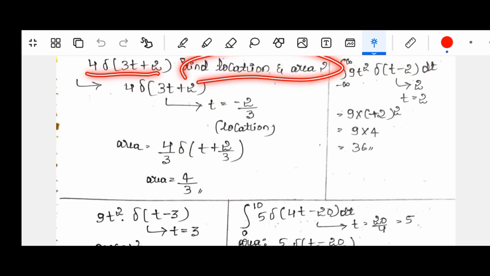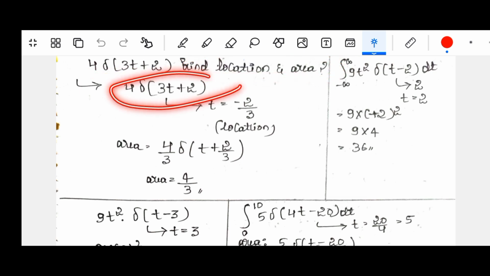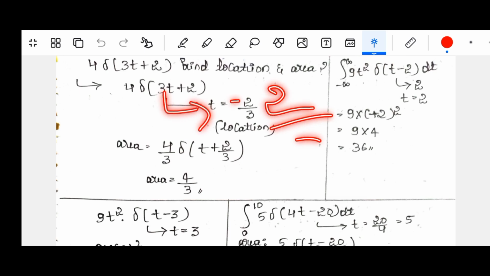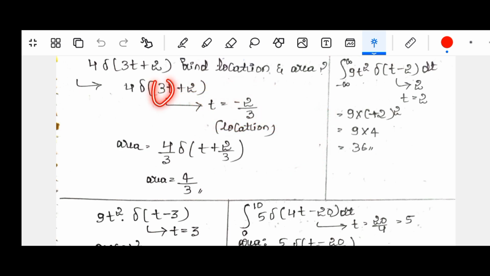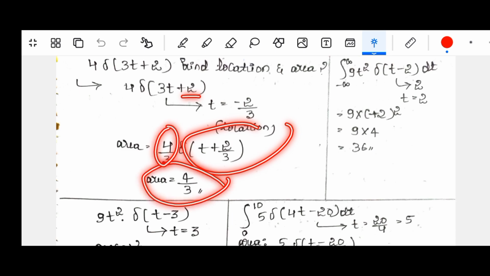Find out the location and area. The given is 4 δ(3t + 2). The location will be t = -2/3. This is the location. To find out the area, keep this 3 below the 4. So you will get the area as (4/3) δ(t + 2/3). So the area will be 4/3.